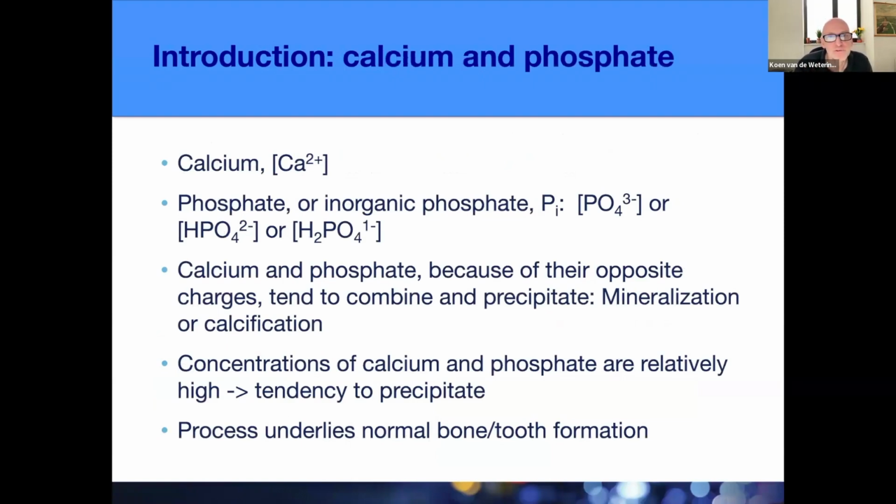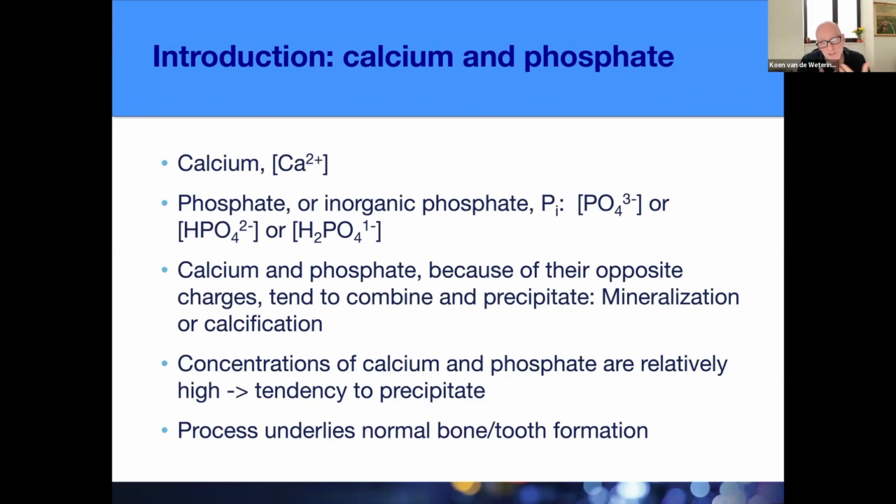And what is calcium phosphate precipitation? Well, calcium and phosphate are two ions. Calcium has two positive charges, and phosphate, or inorganic phosphate, as it's also known, or Pi, has negative charges. That depends a little bit on the form of the ion, but it can have 3 negative charges, 2 or 1. And therefore, because they have opposite charges, they tend to combine and precipitate. That's known as mineralization or calcification. So if they get together, they precipitate.